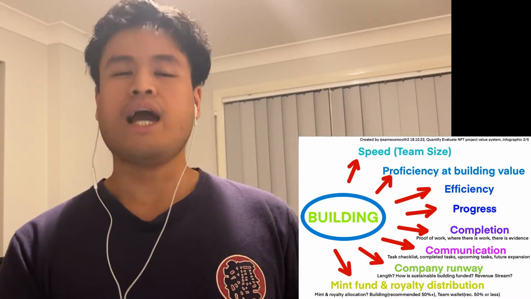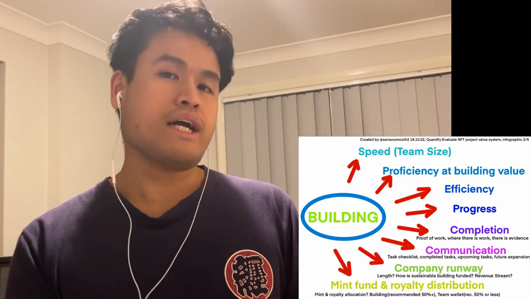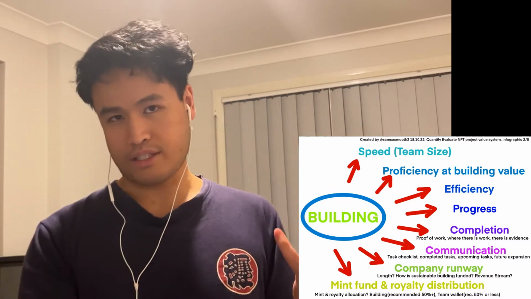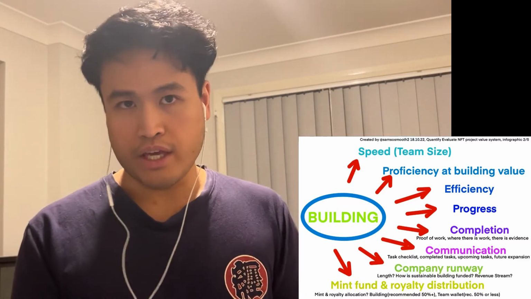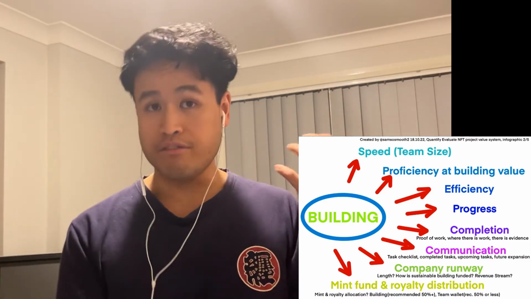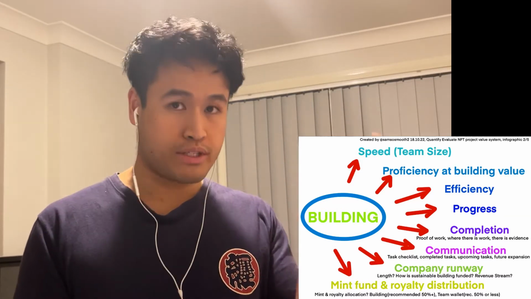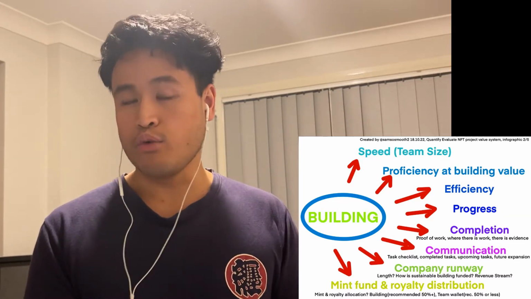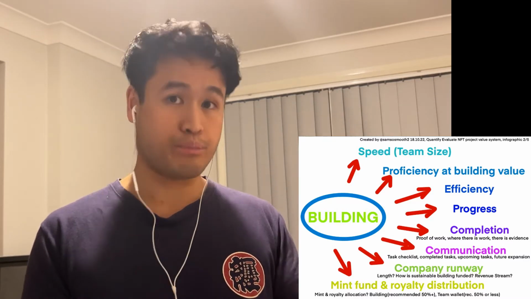Building speed: how fast are they building? Team size also plays an important factor in that. Proficiency at building value: how good are they at building utilities that have value? Building efficiency, building progress, building completion. For example, is there proof of work? What have they already completed? If they're building something or if they've built something, there has to be proof.